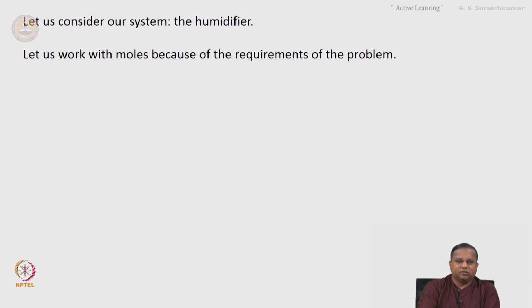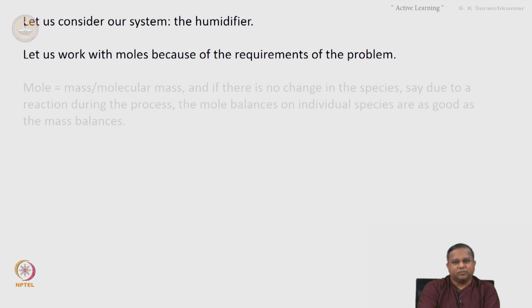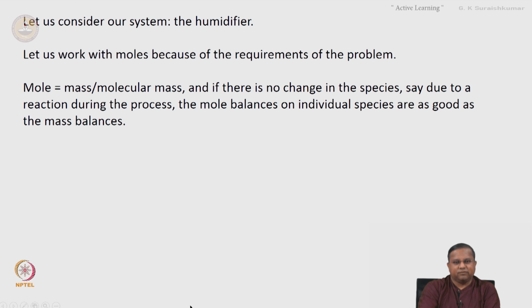Let us work with moles because of the requirements of the problem. Mole, as we know, is mass divided by the molecular mass, and if there is no change in the species, say due to a reaction during the process, the mole balances on individual species are as good as the mass balances. However, when there is a reaction, be a little careful. When in doubt, always do mass balances. In this case, we know that there is no chemical reaction, and therefore, mole balances are as good as mass balances. Remember, mass by molecular mass, the molecular mass would be the same, and so on.